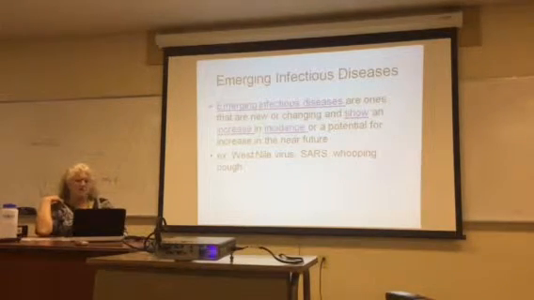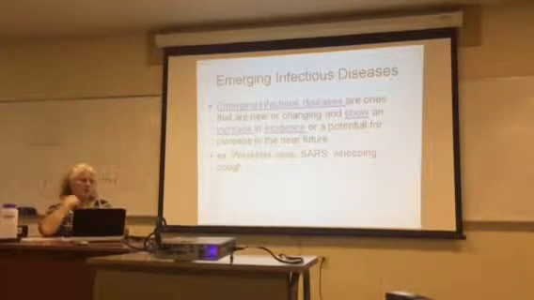Emerging infectious diseases are ones that are new or changing and show an increase in incidence or potential for increase in the near future. So some emerging diseases are West Nile virus. That one we never even used to have here, but it's increasing, and every year on the news you will hear in the summertime of people in this state that die. Every year somebody dies from West Nile virus. SARS, whooping cough, California every once in a while has epidemics of whooping cough.